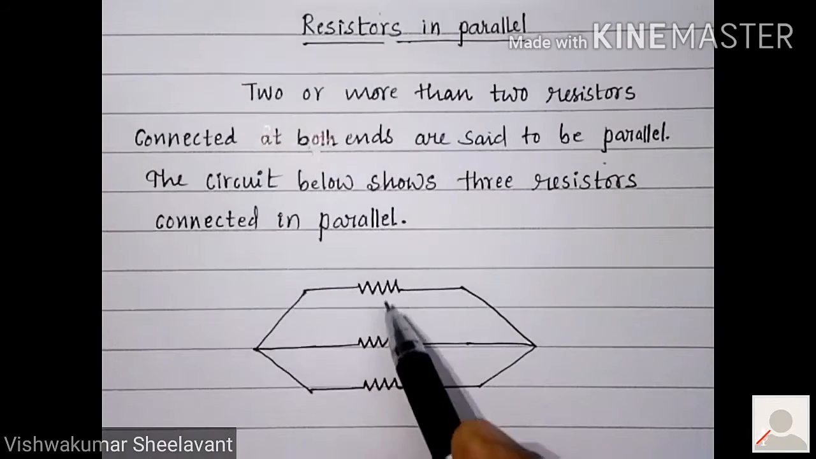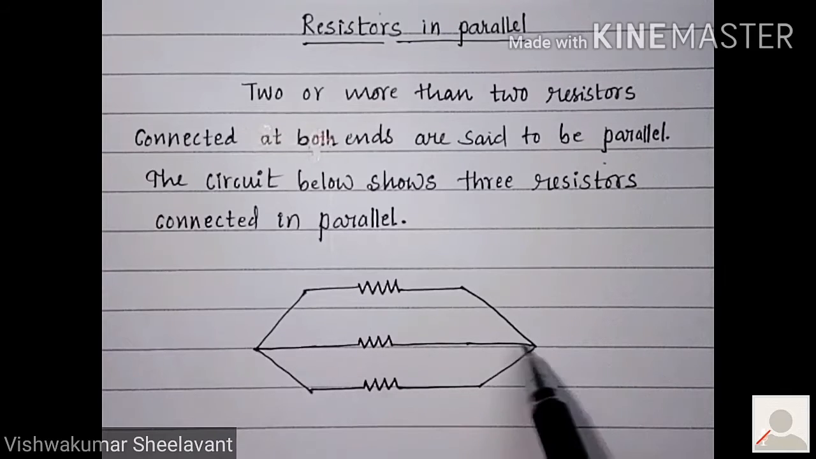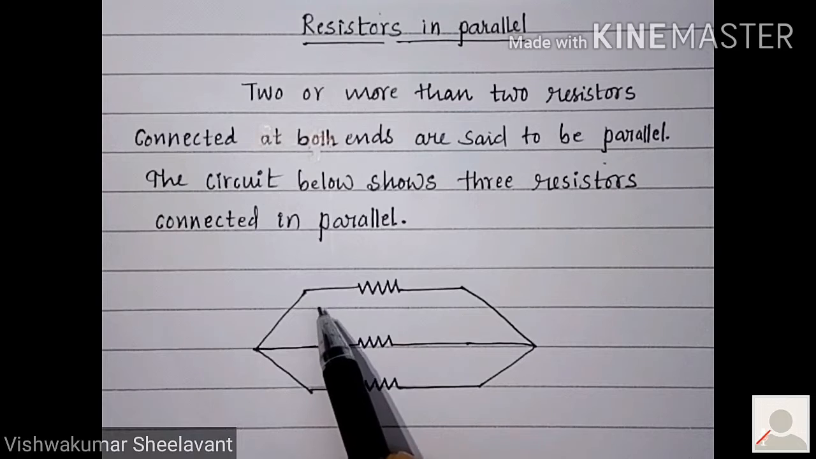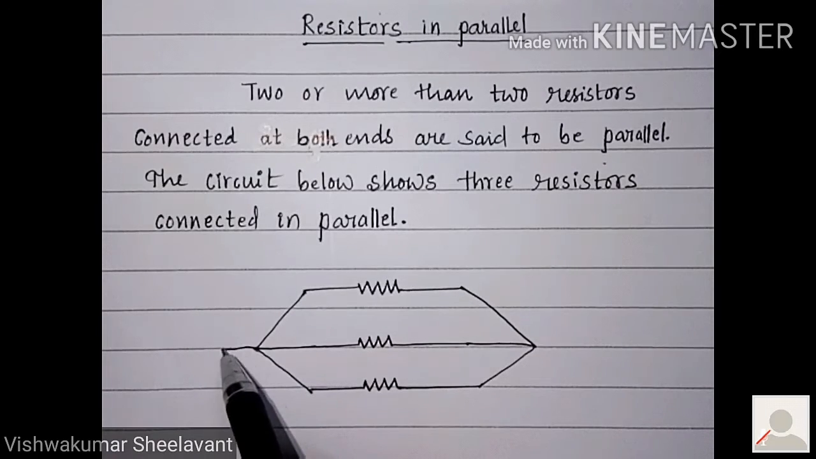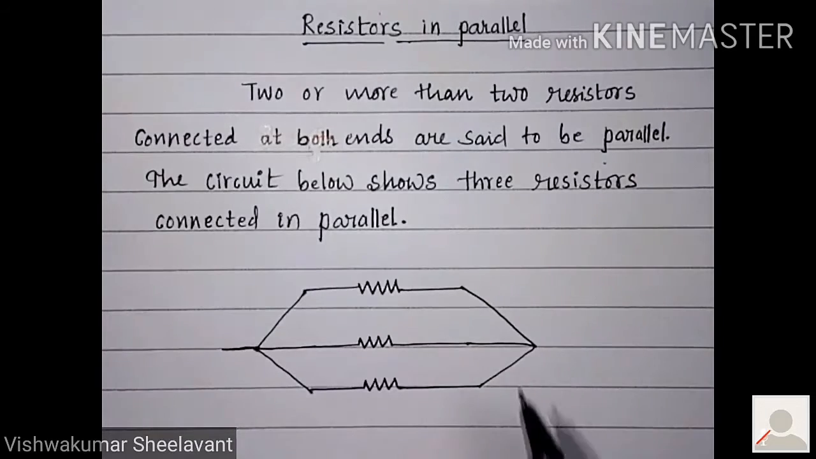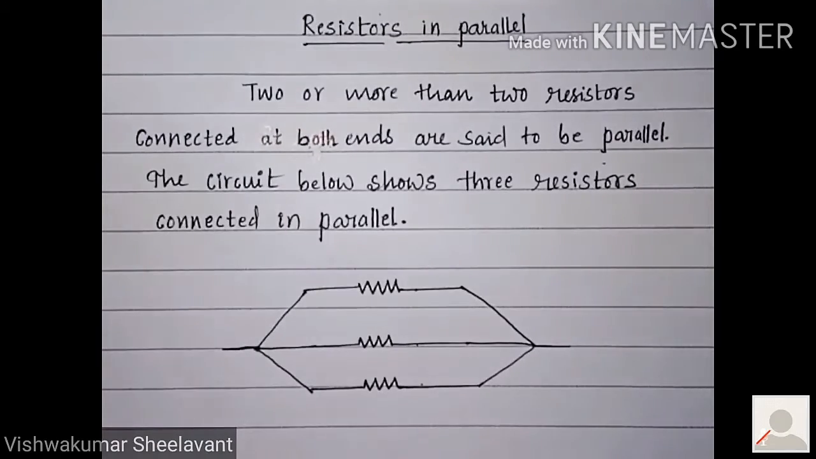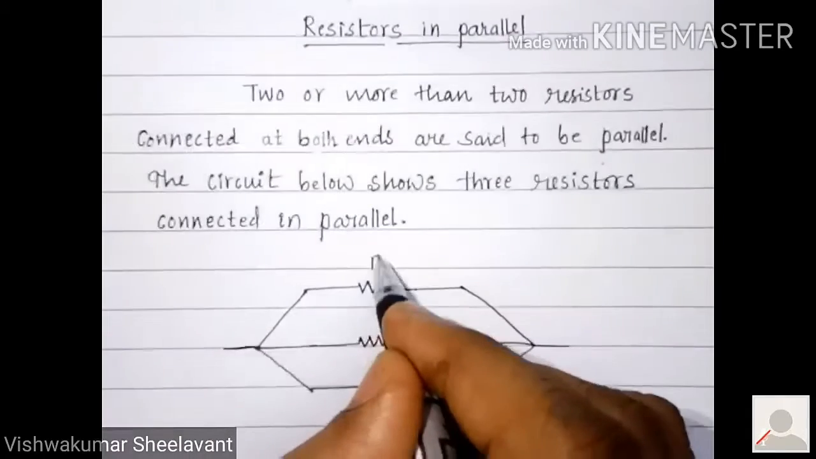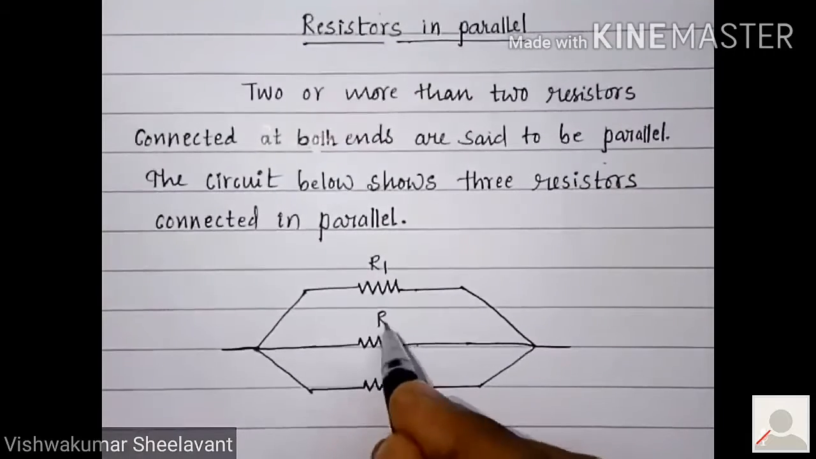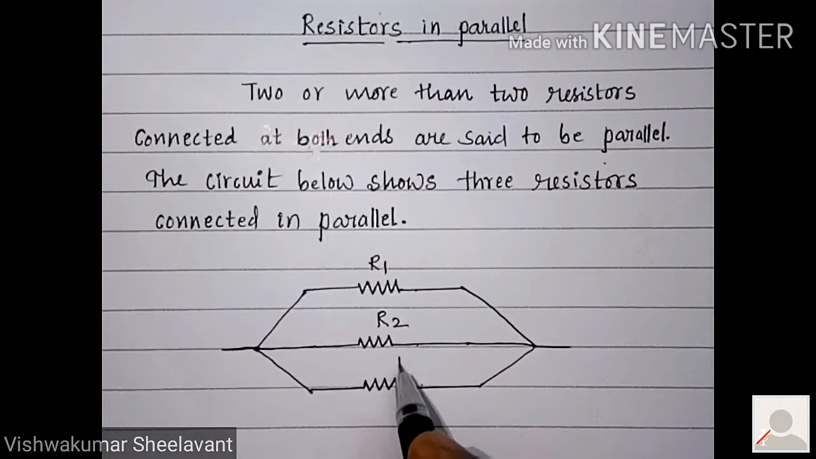So all these three resistors are connected at both the ends. Starting end of all three resistors connected to one common point here. Finishing end of all the three resistors are connected to one common point here. So let this be R1, this be R2, and this be R3.